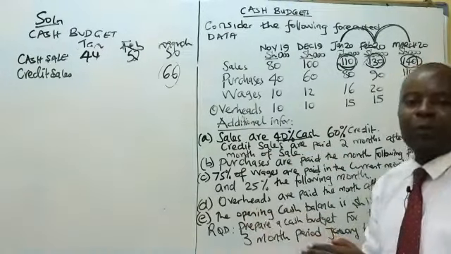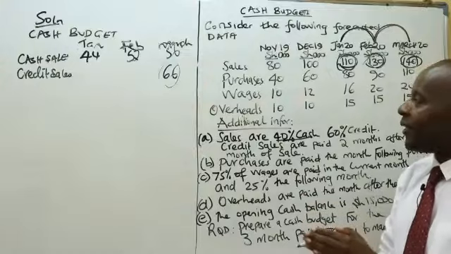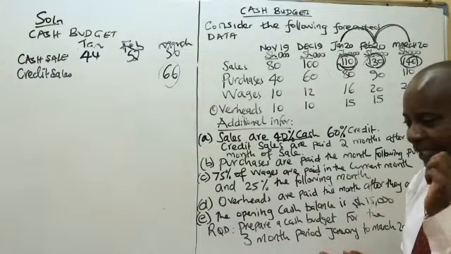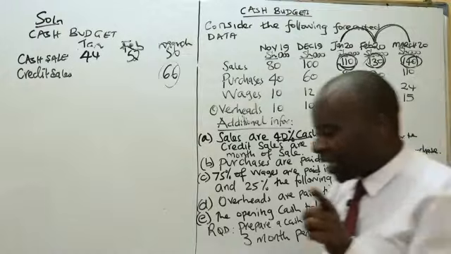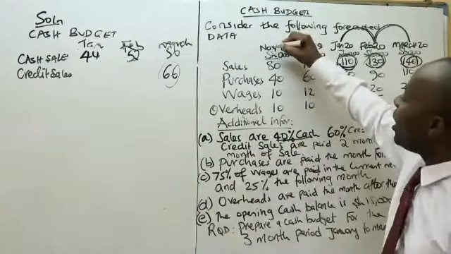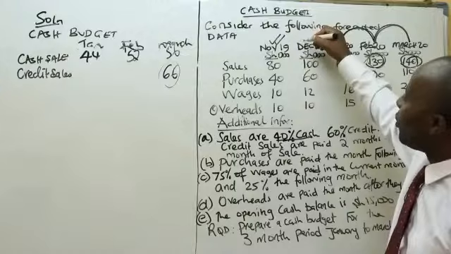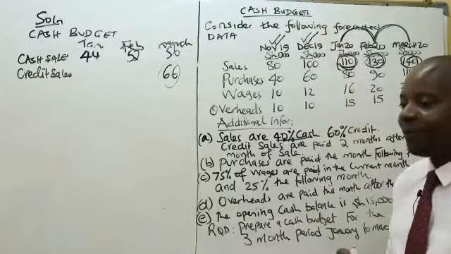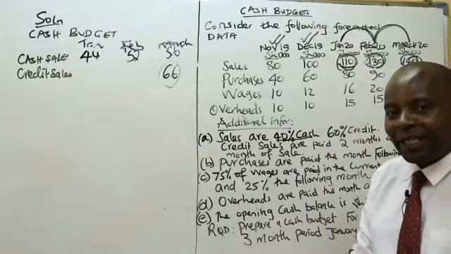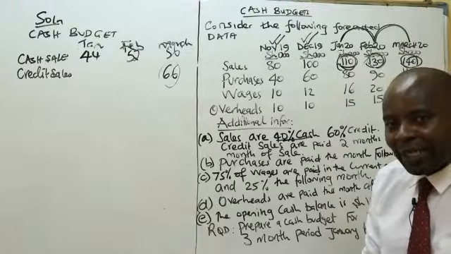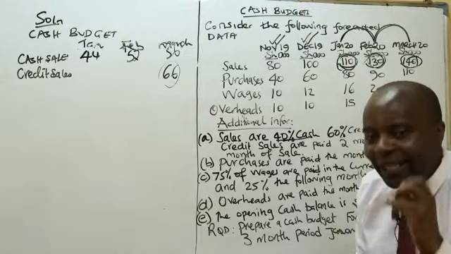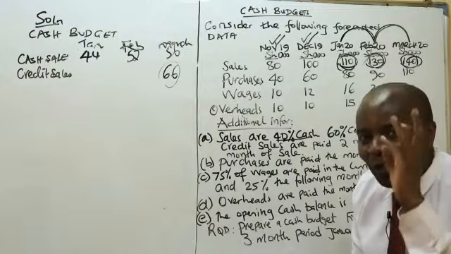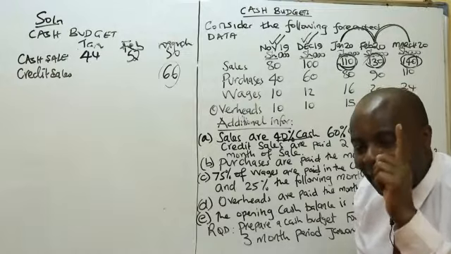Now, ladies and gentlemen, I would want you to see something here. This examiner has also given us sales of the months of November and December. Do you think that that is noise? Do you think that those sales figures of November and December are unnecessary?